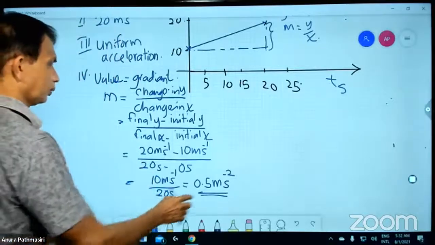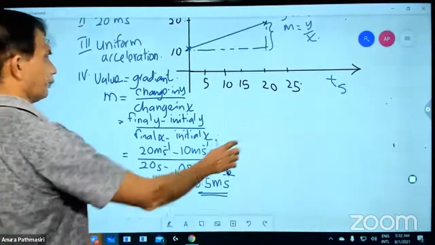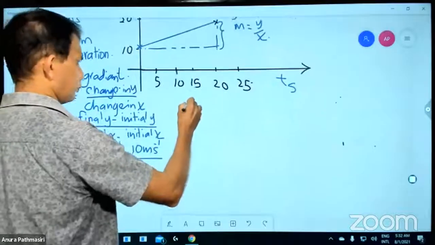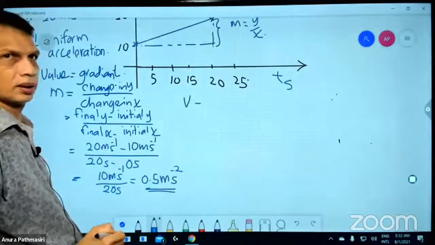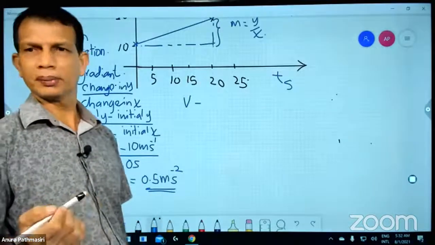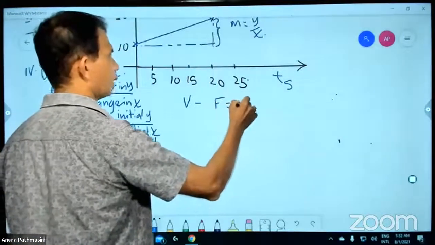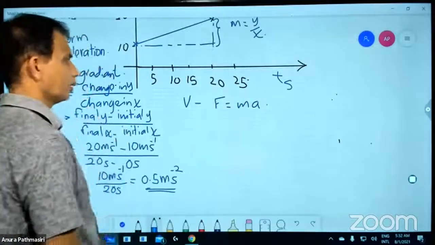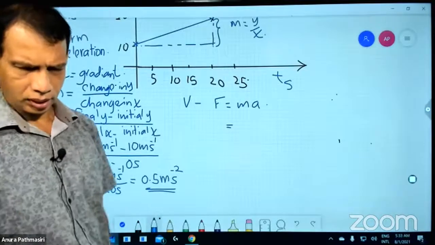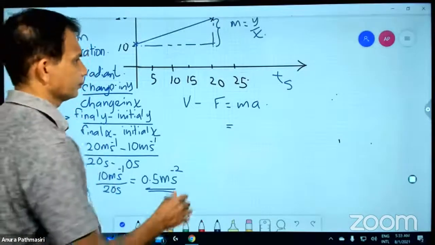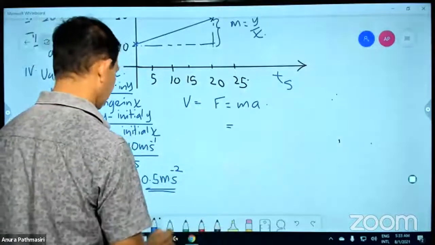So we can find out that by how? What is the equation that I have to use? F equals ma. F equals ma. We know mass. What is the mass of the object? 30 kilograms.